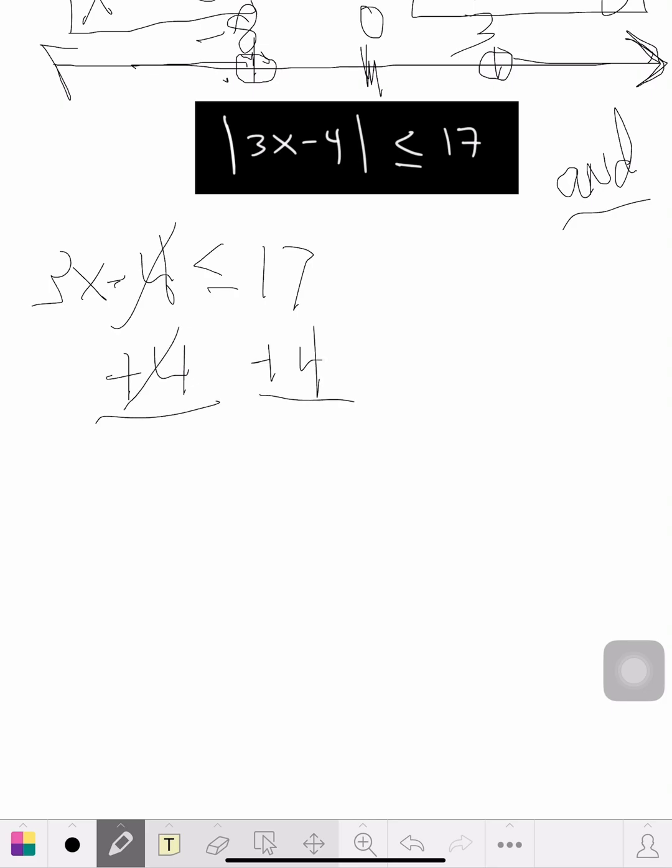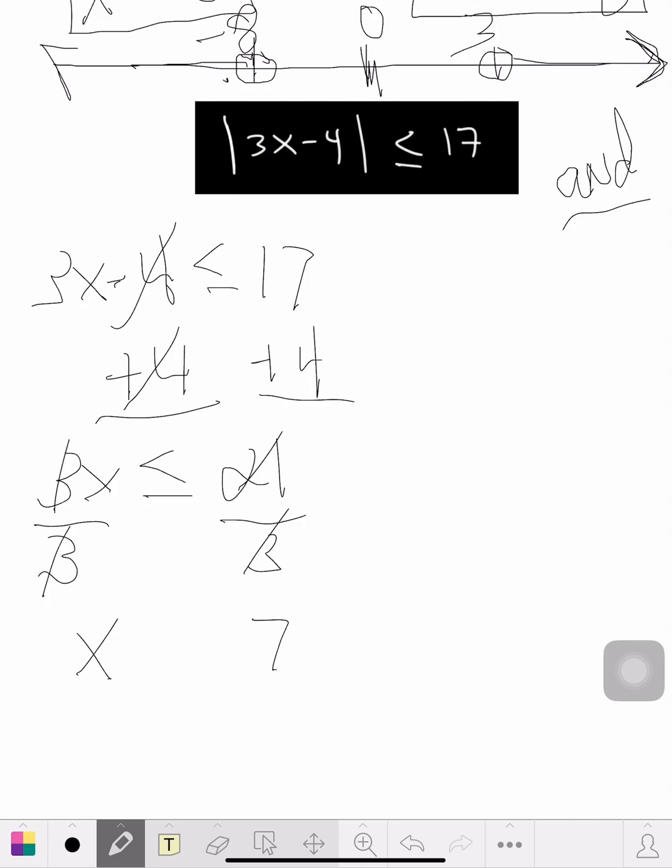These two cross out. We got 3x is less than or equal to 21. Now, let's get the x by itself. We divide by 3, remember? So we divide both sides by 3. What you do to one side, you got to do the other side. So these two 3's cross out. The 21 divided by 3 is going to be 7. So that means x is less than or equal to 7.